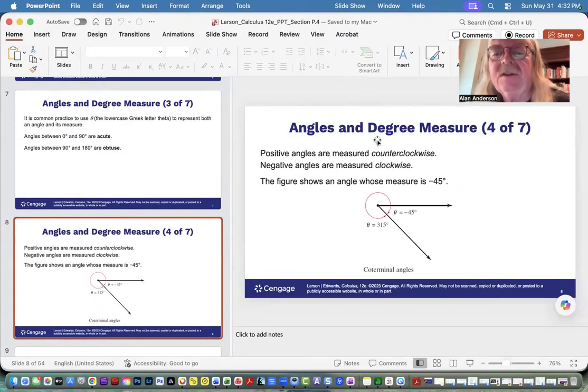And then, here we go. So they're mentioning the negative angles. So here's their example. They went into the fourth quadrant.